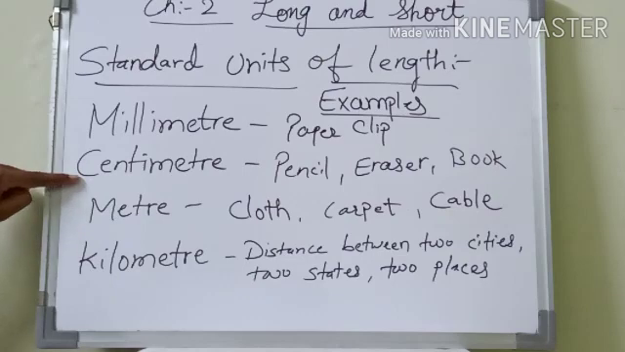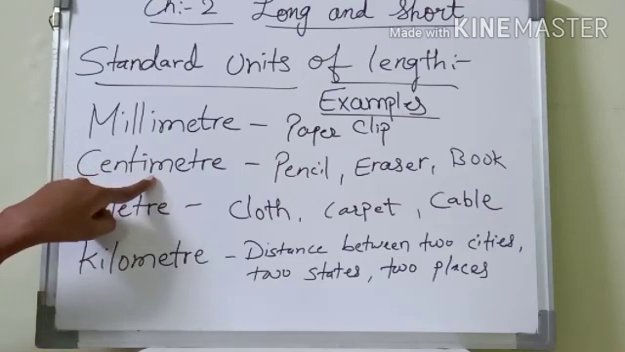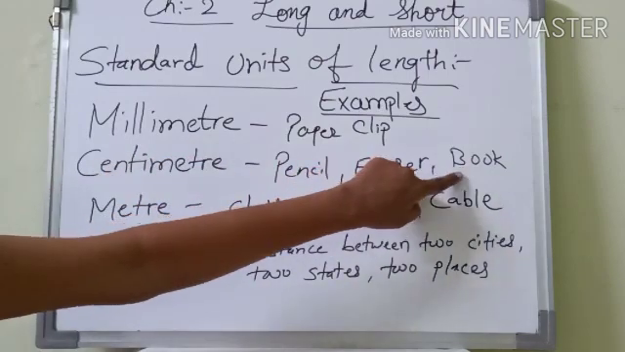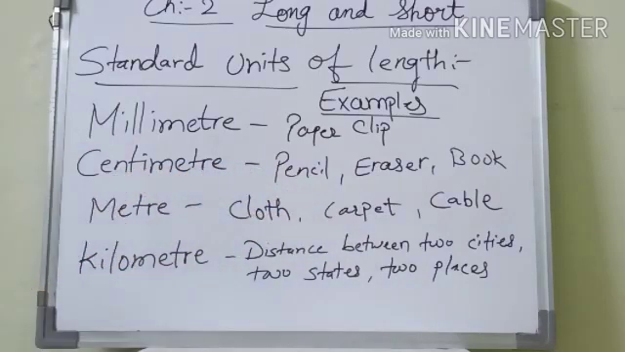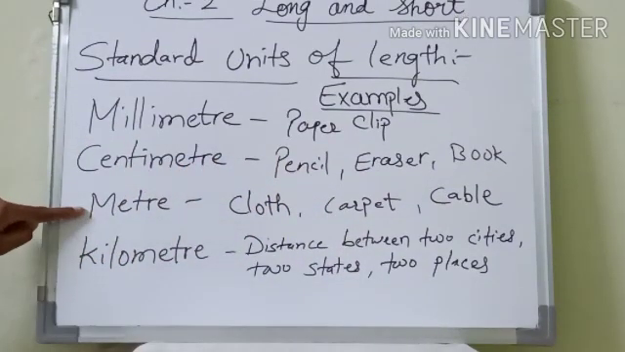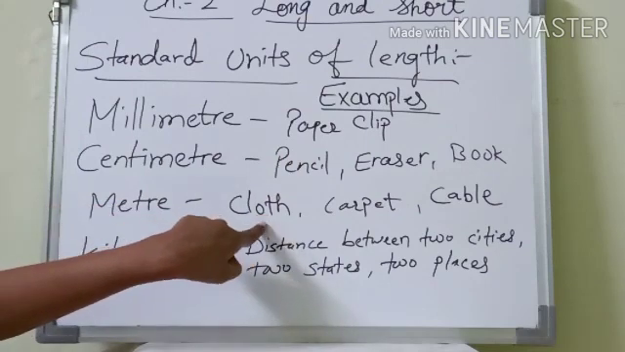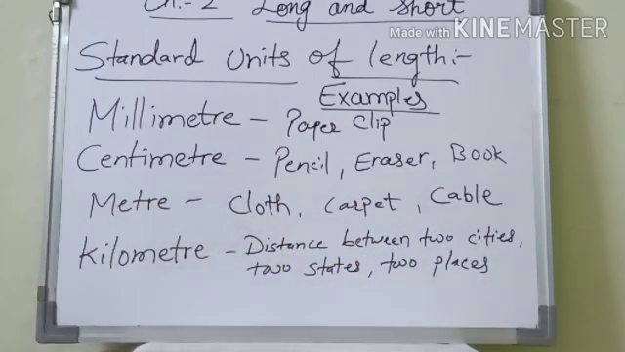Now the second one is centimeter. Centimeter is used to measure a small object. Example, pencil, eraser, book. These objects can be measured with a centimeter. Third one is meter. Bigger lengths are measured with a meter. These are examples of meter: cloth, carpet, cable, that you can measure with a meter.